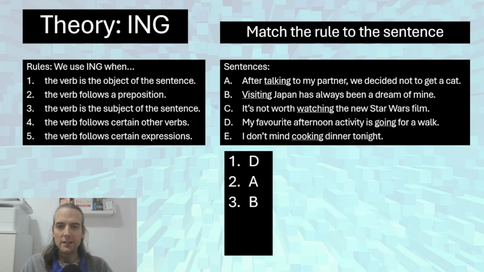With other verbs, it looks to me like that's going to be E, because with I don't mind, we always use ing. Would you mind opening the window? It's rather hot in here. Would you mind opening? I don't mind. And other verbs like I fancy going for a drink later. Would you like to join me? I fancy going. We need to learn those verbs.